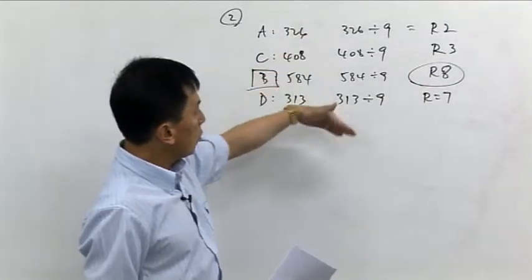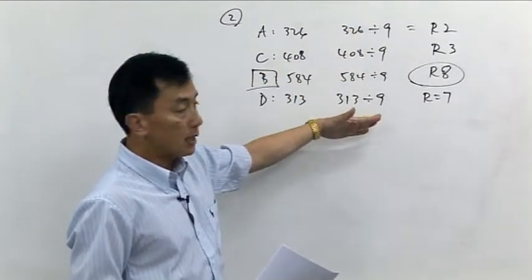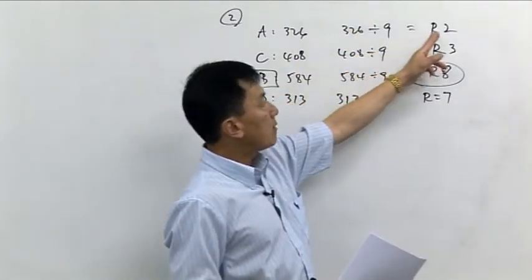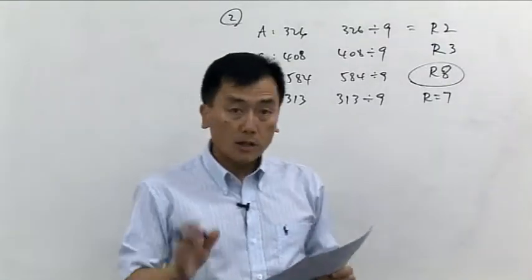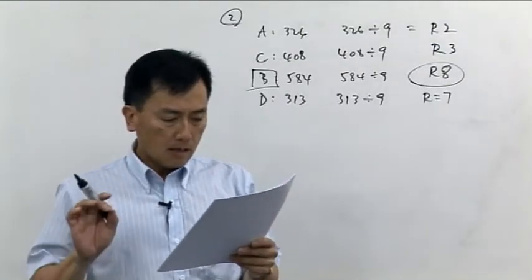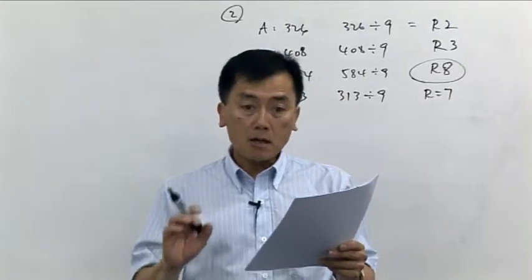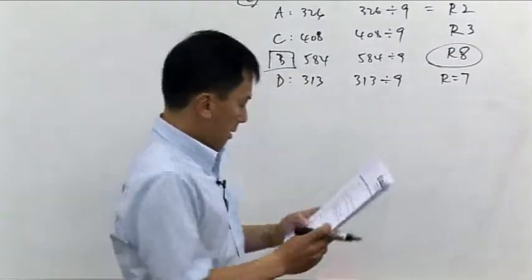So you've got to work through each one of these as efficiently as you can and find out what the remainder is in each particular case. Let's look at question 4. How many squares are there in the following diagram? Okay.